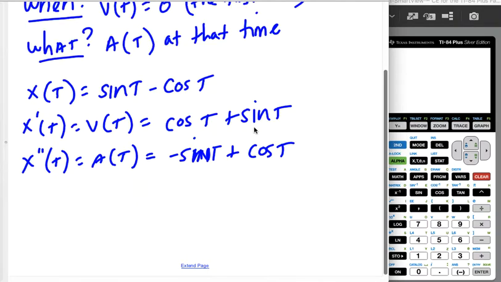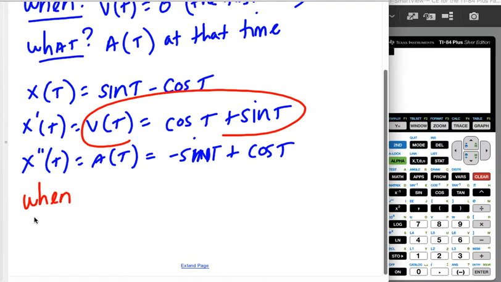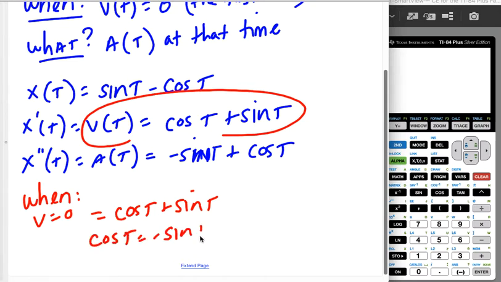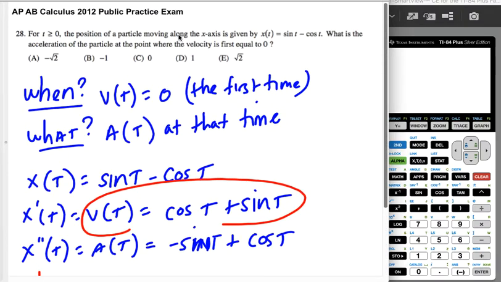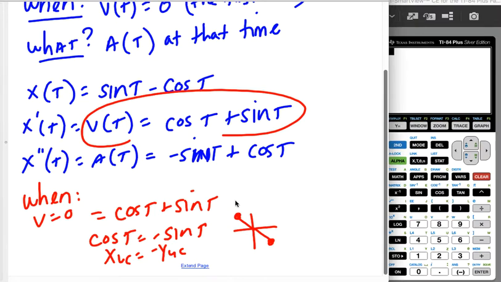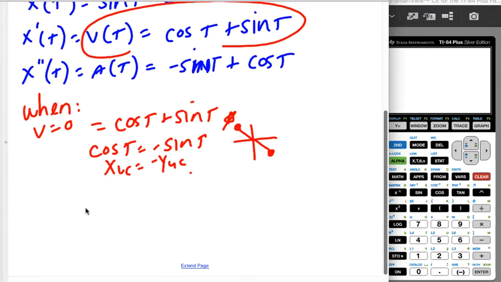All right. So first thing I need is to find when. Well, I want when velocity is equal to 0. So that's when cosine of t plus sine of t is 0. Well, that's the same as when cosine of t equals negative sine of t, or the x on the unit circle is the opposite sign of the y on the unit circle, and that happens here at this pi over 4 and here at this pi over 4, but they said the first time. And since we started at t is 0, the first time is going to be right here. So my answer is that the time is at 3 pi over 4.